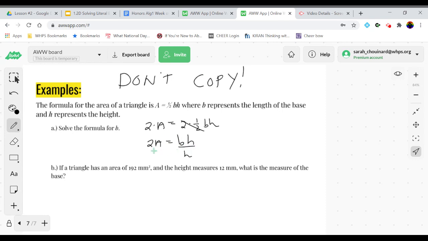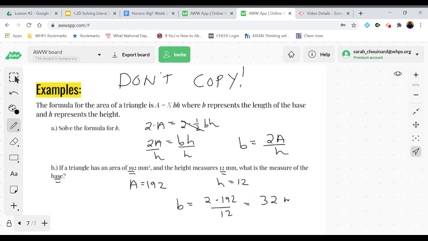We divide both sides by H. And so the base of a triangle, I'm like literally right now translating this equation into Mathanese. The base is equal to twice the area divided by the height. So here, they're giving us the area, they're giving us the height, they want to know the base. So the area is 192, the height is 12, so the base is twice the area. Oops, we know the area. Twice the area divided by the height. And I believe that gives us 32 as the base.